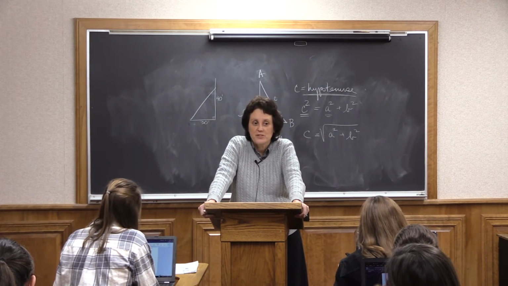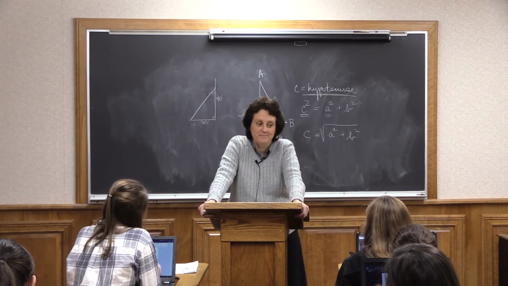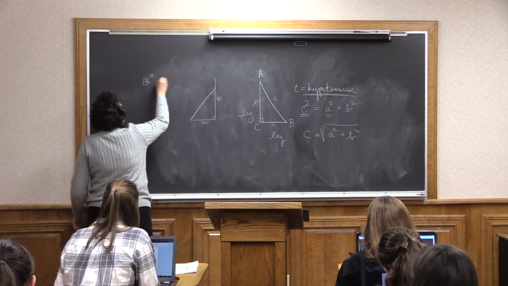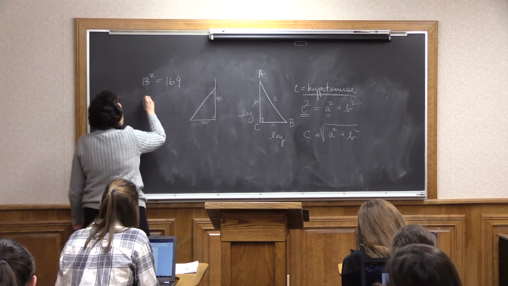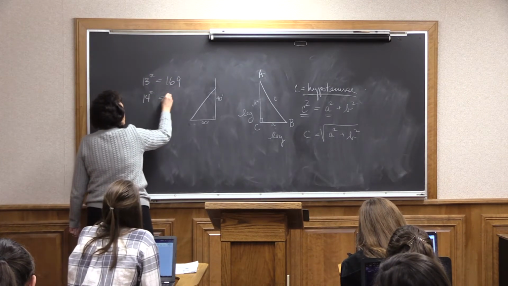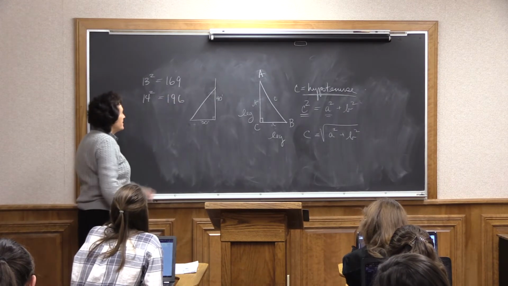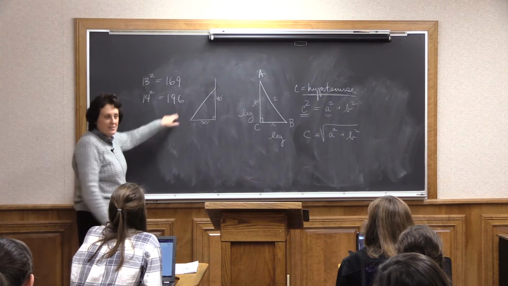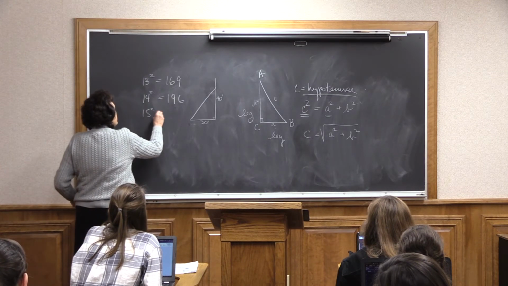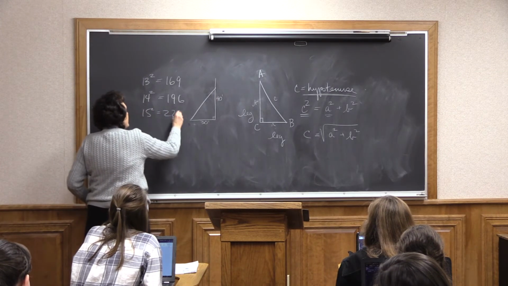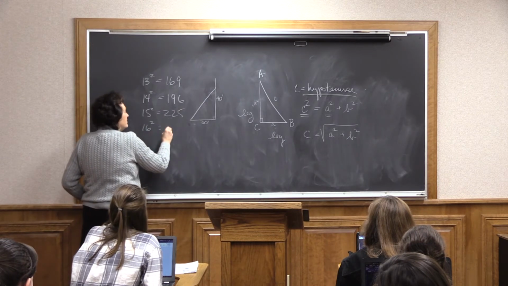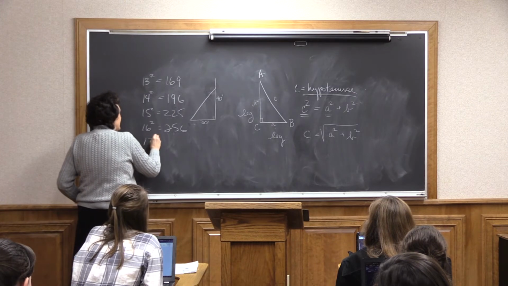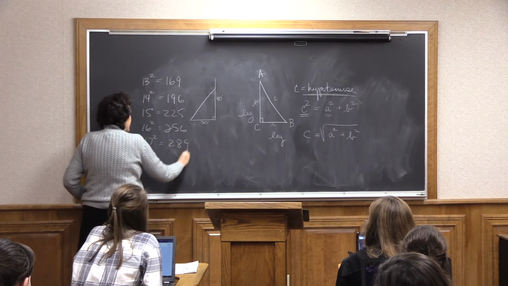169. What's the square root of 169? 13. So if we just go a little further here, 13 squared is 169. That will crop up a lot. You want to be familiar with it. This one I remember by just being a little dyslexic and making it 196. What's 15 squared? 225. 16 squared? 256. 17? 289.